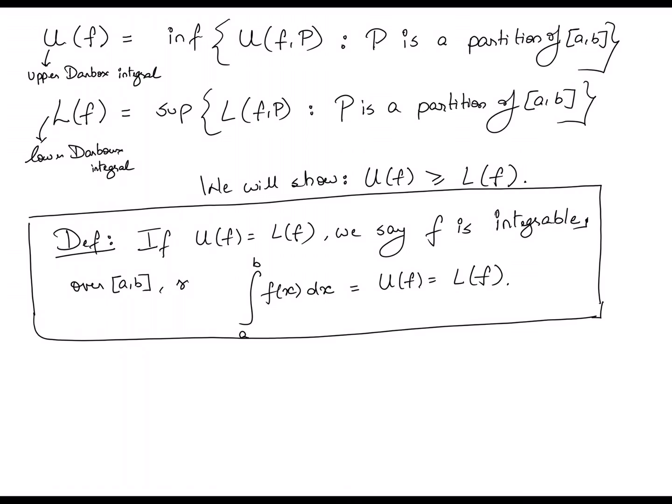That is, I look at all possible upper Darboux sums and take the infimum of those, and take all possible lower Darboux sums. When I say all possible, this is across all possible partitions.